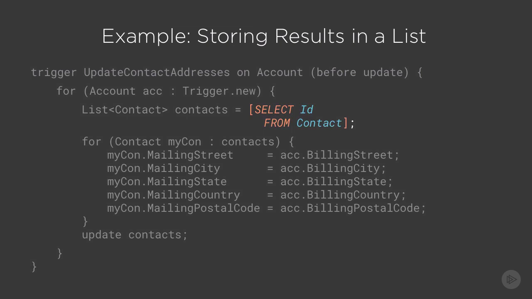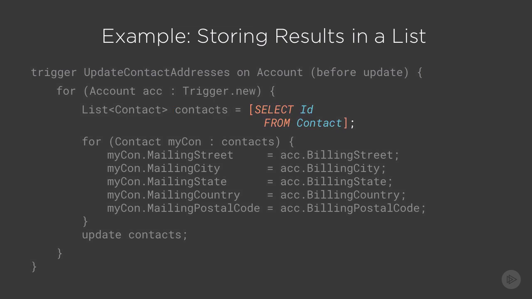Time for the answer. Here is where this trigger goes wrong. Right here in our SOQL query. Notice this SOQL query has no where clause, meaning it queries every single contact in our org. If our account is updated, we want our trigger to only update its respective contacts, not every single contact in our org. Sure, we could loop through this massive list of contacts and only update the relevant ones, but that would be hugely inefficient for most orgs that have many contacts in them.